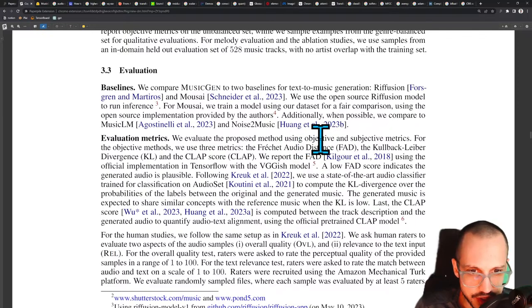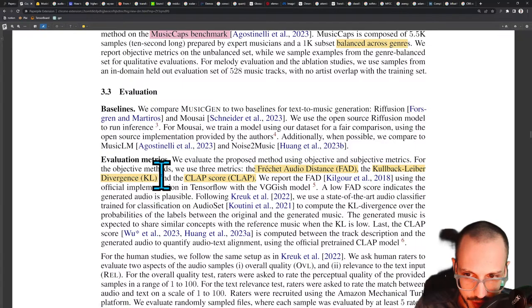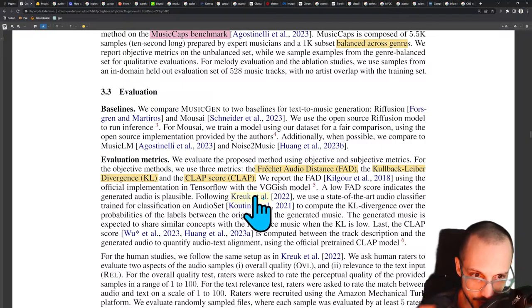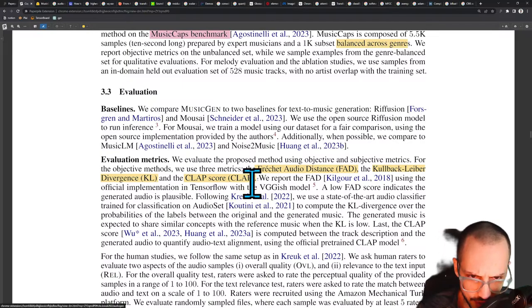We compared the method using objective metrics: the Frechet audio distance, the KL divergence, and then the CLAP score. So KL divergence is a way to tell if two distributions are similar or dissimilar. It's like a distance metric for distributions, but kind of weird because it's non-commutative. And then Frechet audio distance is kind of like the Frechet inception distance. They're probably just encoding it. So they put the audio through a VGG, and then they look at the distance between the one audio and the other, right? The final embedding of the VGG, the last layer of that VGG.